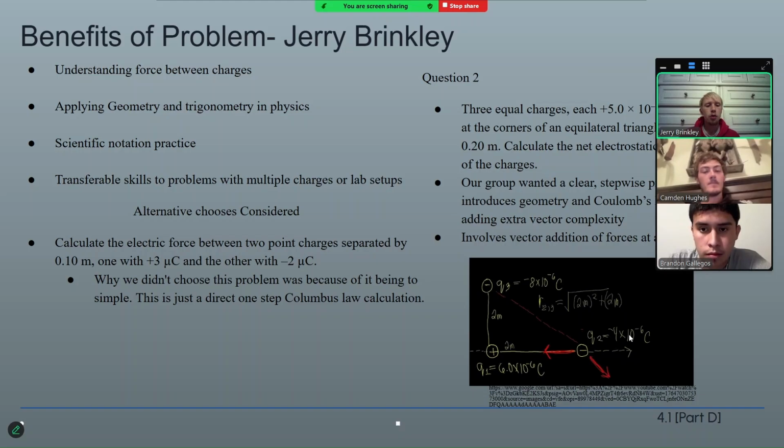Question 2. Three equal charges, each with a positive 5 times, I believe it's 10 to the negative 6 power coulombs, at the corners of an equilateral triangle 0.20 meters on a side. Calculate the net electrostatic force on one of the charges. Our group wanted a clear, stepwise process; this introduces geometry and Coulomb's law, adding extra vector complexity. It involves vector addition of forces at equilibrium.